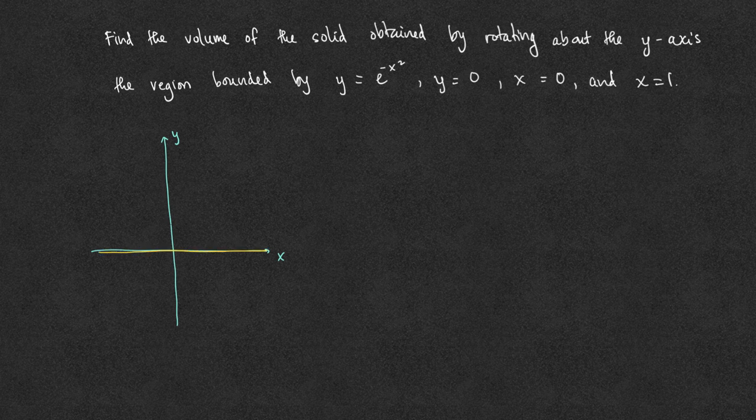The line x equals 0 is the y-axis. The line x equals 1 and the curve y equals e to the negative x squared. The bounded region is this region. We take this region and rotate it about the y-axis.